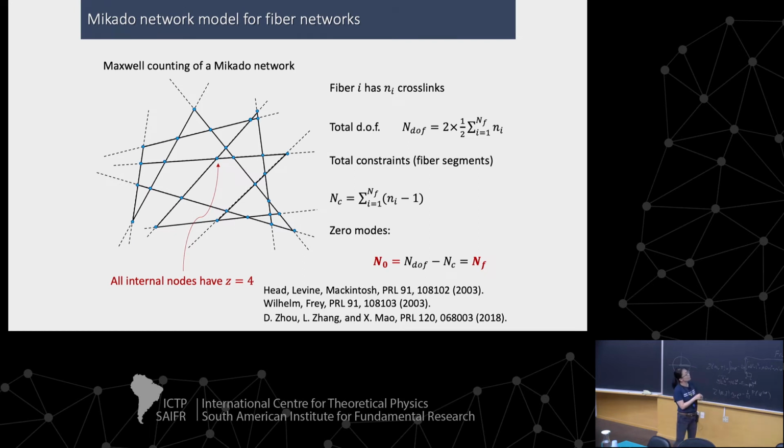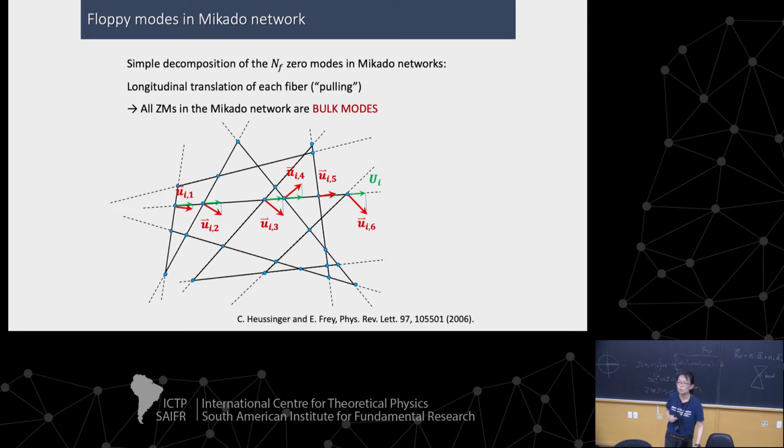It turns out to be very similar to this sum, but it's n_i minus 1, because if you have n crossing points, you have n minus 1 springs on each fiber. Then you subtract these 2 numbers, and you find that the total number of zero modes is the same as the number of fibers. So each fiber carries a zero mode. So what are these zero modes? They are actually pretty easy to map out.